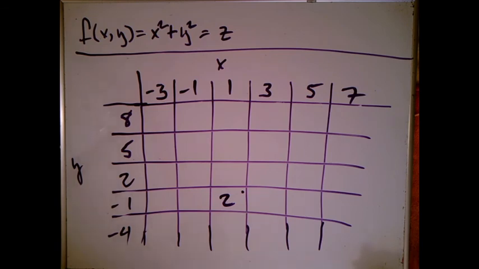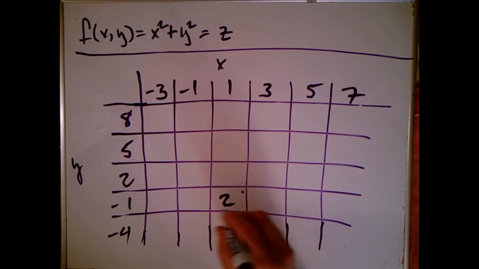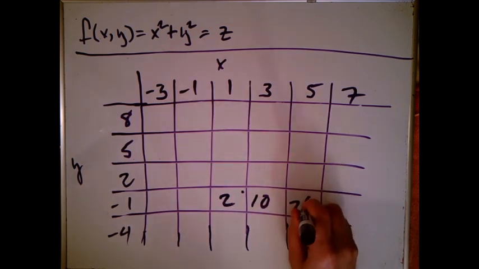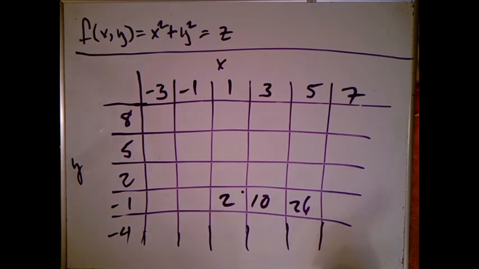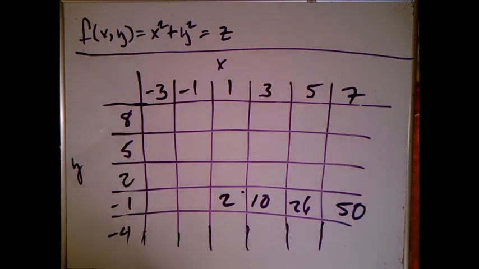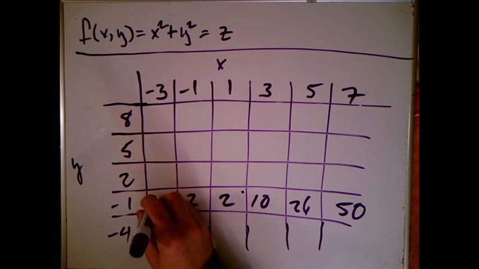Now when it's not linear, we actually just have to keep doing this. I'm going to take my time and just do this. 3 squared plus (-1) squared is 10. 5 squared plus (-1) squared is 26. 7 squared plus (-1) squared is 50. I'm going to start working back the other way. (-1) squared plus (-1) squared is still 2. (-3) squared plus (-1) squared is 10.